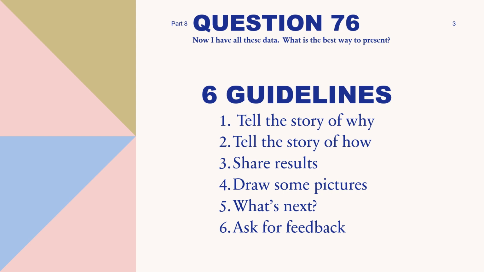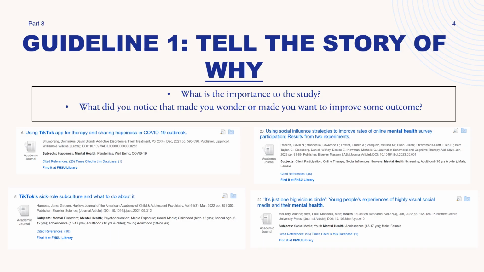So question 76 is, now I have all this data, what is the best way to present it? We're going to go over 6 guidelines on what to do with it. So guideline 1 is about telling the story of why. These examples below are studies from the Forsyth Library databases under the keywords mental health and TikTok.